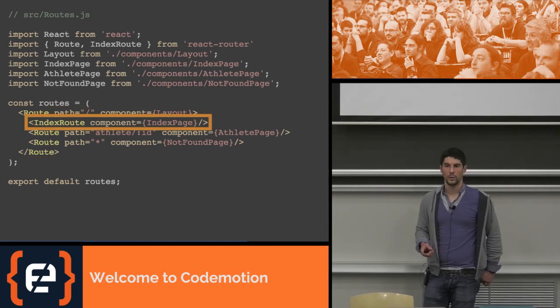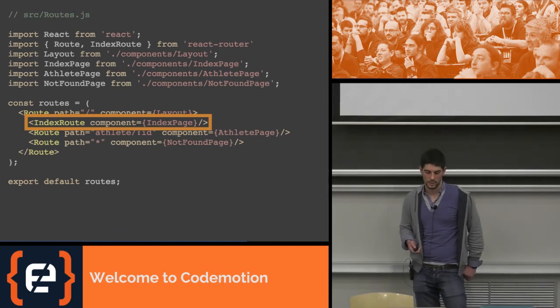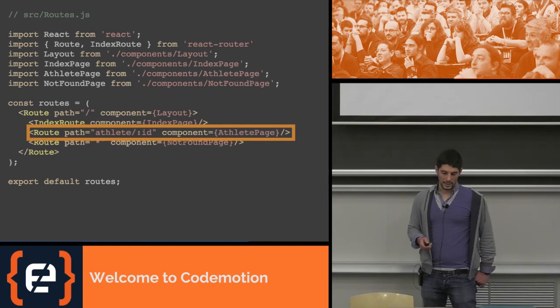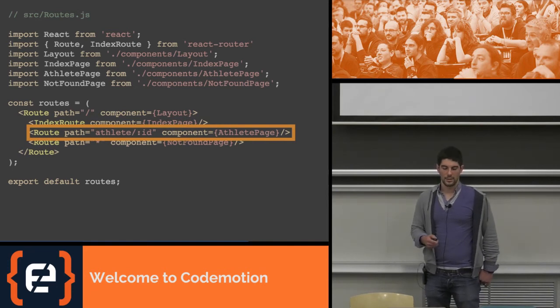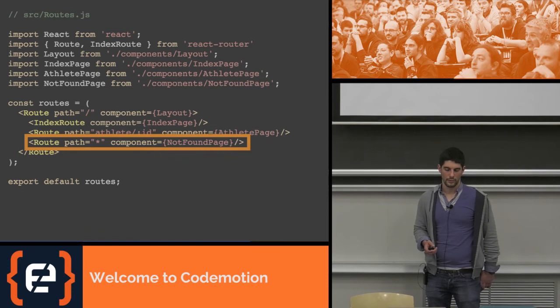Then we have the index route. That means, okay, when you are using just slash, just the plain prefix, you need to render a component that is called index page in this case. Instead, when you have a path that is athlete/some ID, you need to use the athlete page component. And finally, we want to have a sort of catch-all route that gets every other route and displays a not found page using the not found page component.